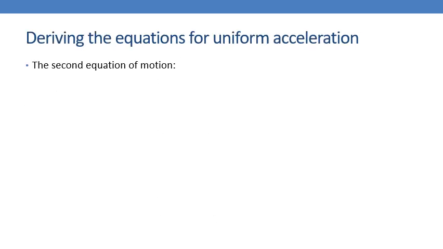So let's have a look at the second equation of motion and deriving that using calculus. The second equation of motion is s equals ut plus half at squared. This time we start with v equals ds by dt. We then need to put the d's on either side of the equal sign and integrate. That leaves us with the integral of ds is equal to the integral of v times dt, and we can add on the limits.